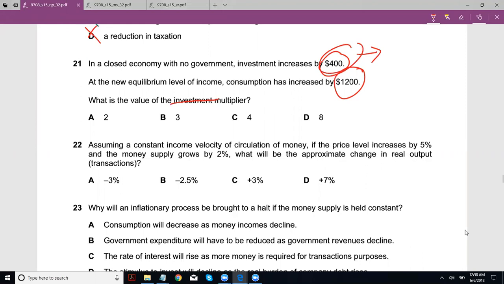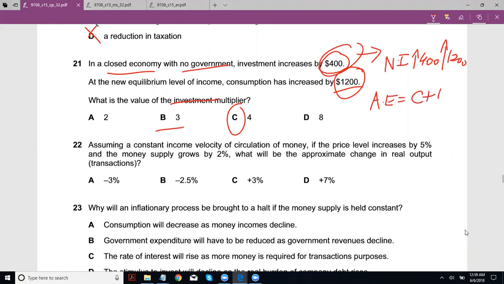Now a lot of you will be tempted to do three because a change in investment of 400 led to an increase in income of 1200. However, be careful about one thing, and the reason why this is four is because national income has in fact increased by the 400 of the investment and the 1200 of the consumption, because for a closed economy with no government, your aggregate expenditure would be C plus I.